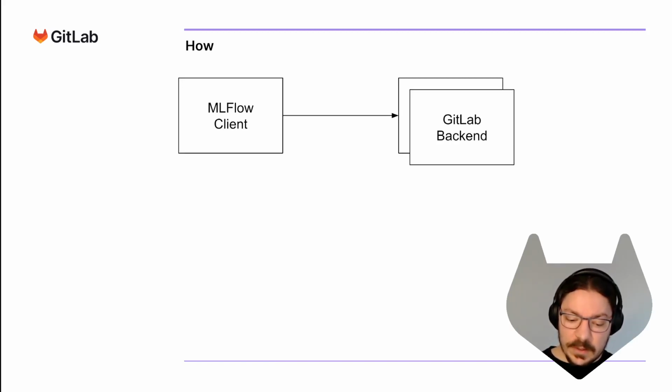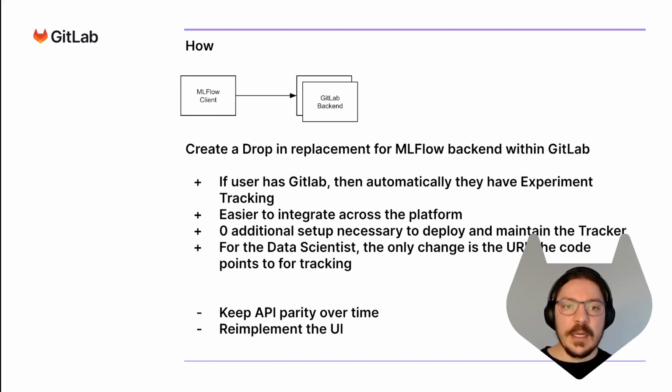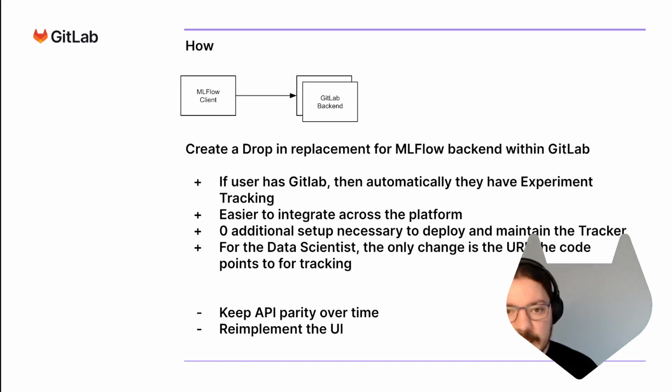So by just switching the URI on the MLflow client in the code that they're using, or an environment variable, instead of pointing to MLflow, pointing to GitLab, it just works. This is where we want to be. Create a drop-in replacement for the MLflow backend within GitLab.